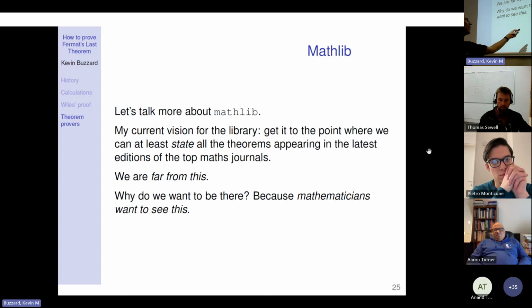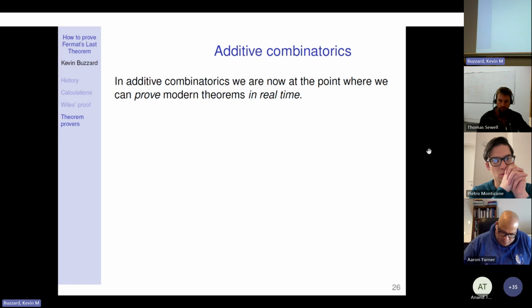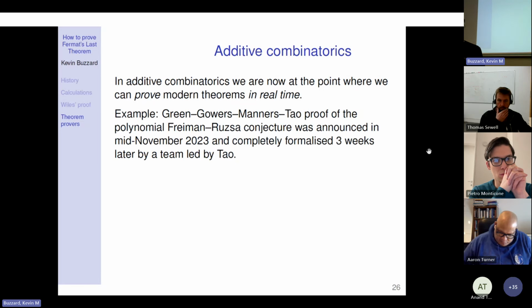An empirical observation is that this is the kind of thing that mathematicians are excited by. When you start telling them that these computers can understand their theorems, even the statements, because a lot of mathematicians still don't realize that that's where the systems are. So in some areas of maths, like additive combinatorics, we can prove modern theorems in real time, right? This is an absolutely extraordinary thing. And so the most recent example was, if you haven't had a talk about this in your seminar, you Cambridge people, you should definitely get one of these people to talk about it.